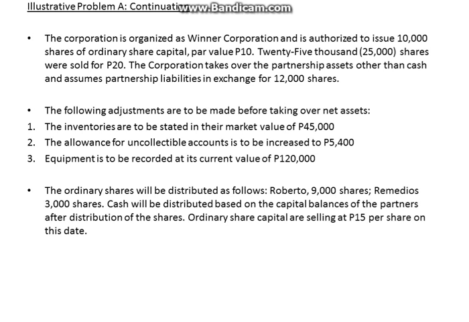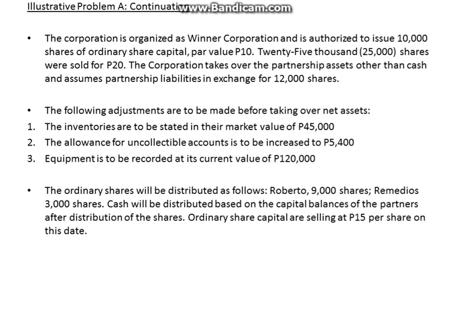The corporation is organized as Winner Corporation and is authorized to issue 10,000 shares of ordinary share capital, par value 10 peso. 25,000 shares were sold for 20 peso. The corporation takes over the partnership assets other than cash and assumes partnership liabilities in exchange for 12,000 shares. The following adjustments are to be made before taking over net assets.